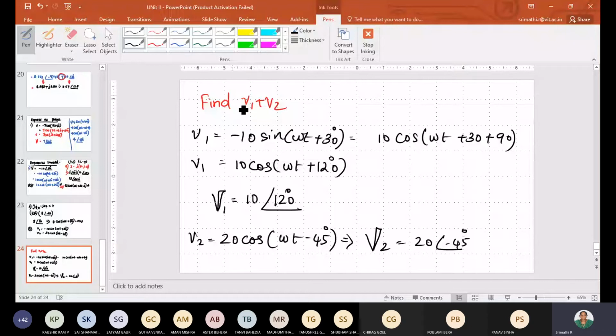Now, this is given V1 plus V2. Addition has to be done in rectangular form. So now both of them are in polar form. Convert this into rectangular form. What is 10 angle 120? Use your calculators. Tell me the answers.